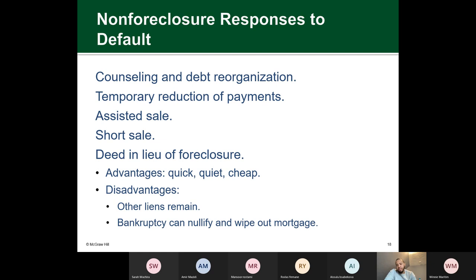But there are options, right, to avoid the foreclosure. You could go into bankruptcy, which nullifies and wipes out the mortgage, but bankruptcy stays on your credit for at least 7 years. So we don't ever want to get to this point, but we have to be aware that these things do happen.